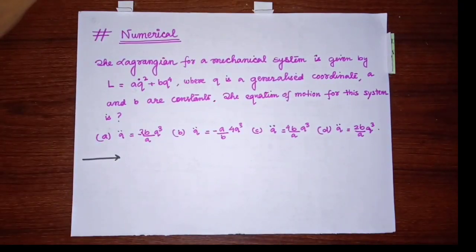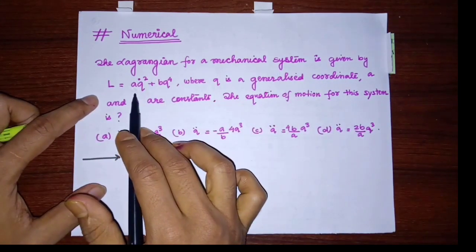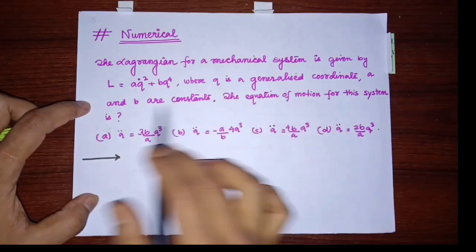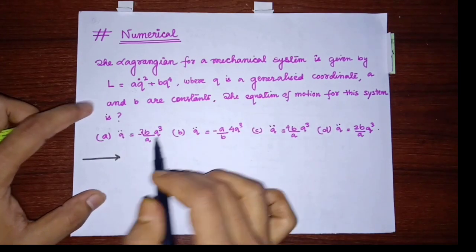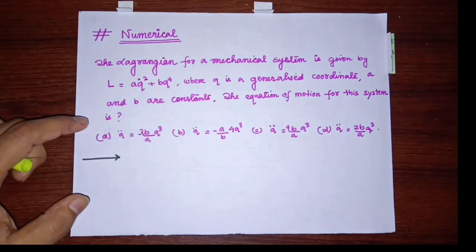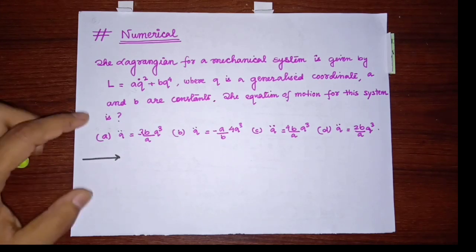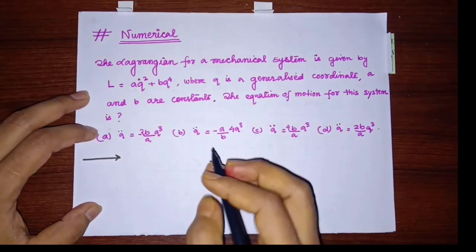So now let us solve one numerical. The Lagrangian for a mechanical system is given by L is equal to a q dot square plus b q to the power 4, where q is a generalized coordinate, and a and b are constants. The equation of motion for this system is, these are the options given. So you have to solve the equation of motion. The Lagrangian is given, you need not find the Lagrangian. The Lagrangian is always given. Here in this question the Lagrangian is given, you just have to find the Euler-Lagrange equation.